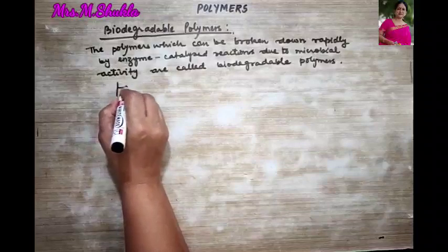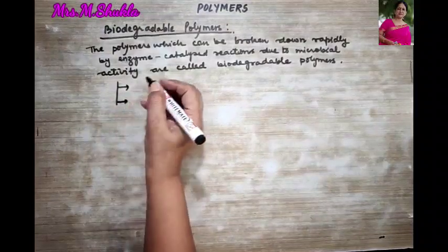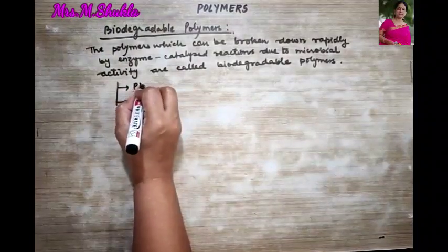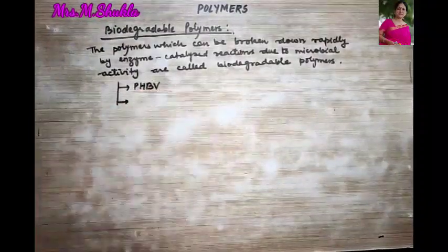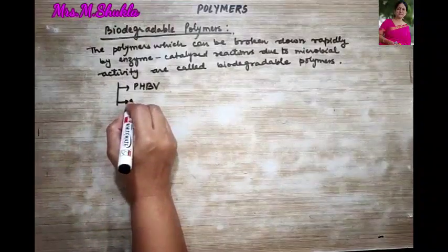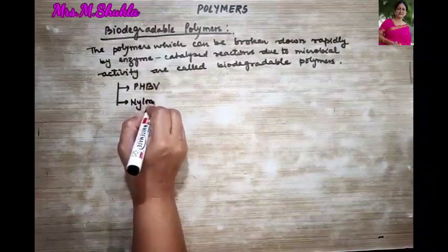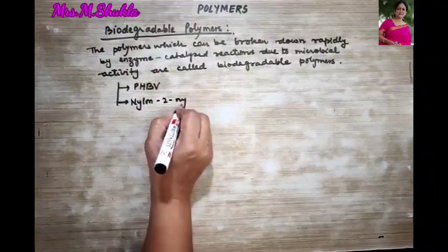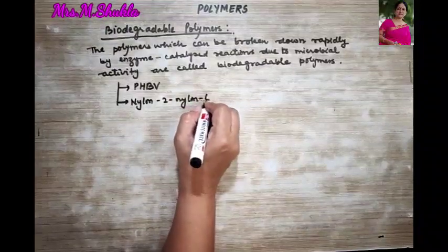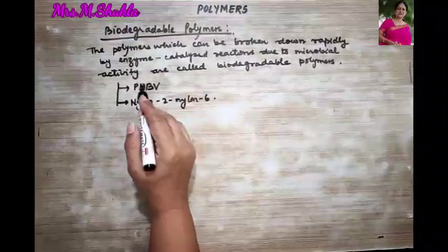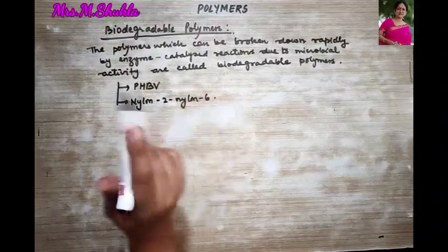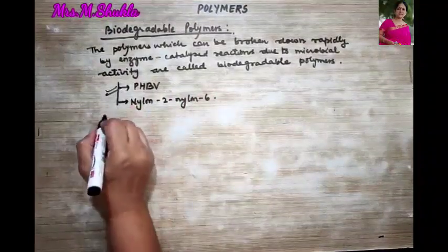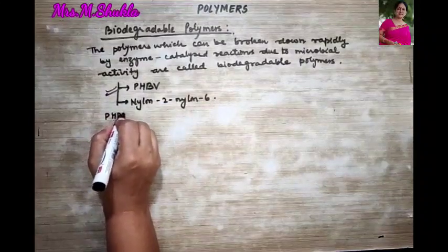They are, in your course, of two types that you have to study. One is PHBV. I am going to tell you in detail when I talk about it. And the next one is nylon 2, nylon 6. Okay, so these are the two biodegradable polymers that we are going to discuss. Let us begin with the first one, that is PHBV.